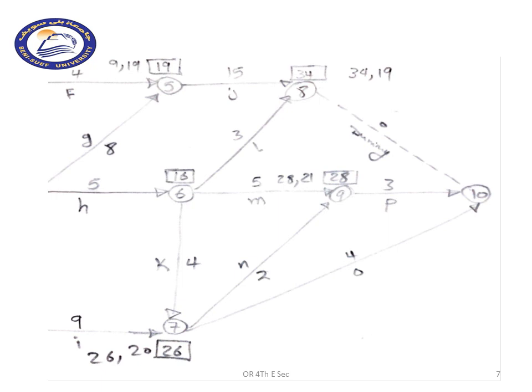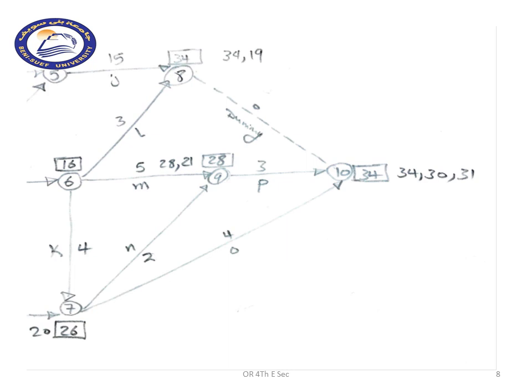Now we are going to node number 10, which is the last one. It's receiving 3 times, as you can see, one from the dummy activity, one from activity P, and one from activity O. The one from the dummy is the same 34, and one from activity P is 28 plus 3, that is 31, and the one from activity O is 26 plus 4, that is 30.